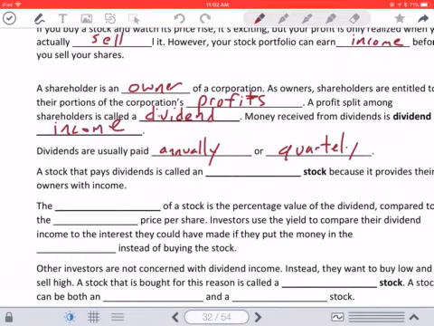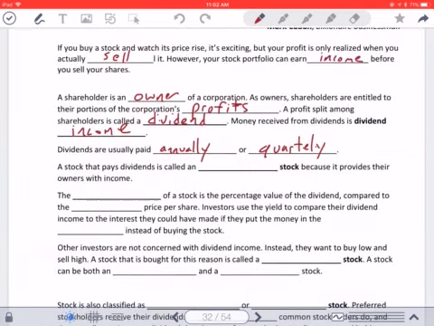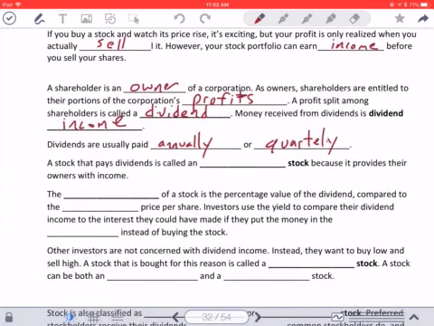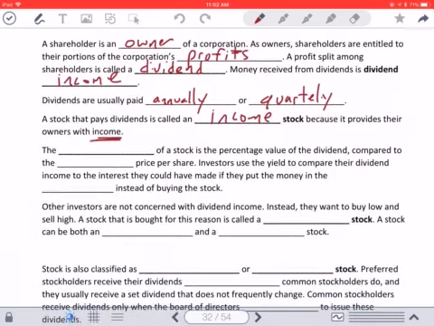So if a company does really well one year, you might get an extra dividend than normal. And sometimes if a company has a loss, you don't get a dividend. A stock that pays dividends is called an income stock, because it provides the owners with income without actually selling it.